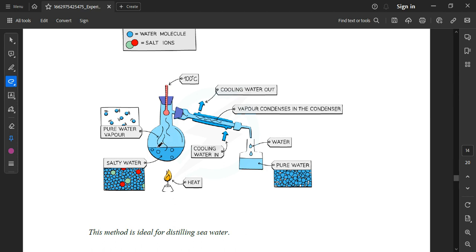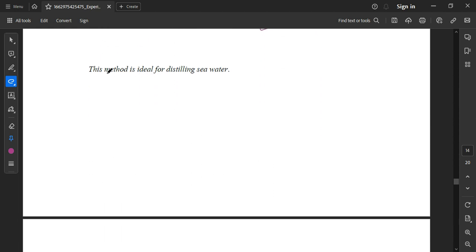So we have salty water here. When it is heated, the pure water vapor will go up. Here is where the cool water comes in, and here is where the cool water goes out. At this point it's vapor, but then the cold water condenses the vapor, and as it comes down from this pipe, it goes down as water, and as we have here, pure water. This method is ideal for distilling seawater.